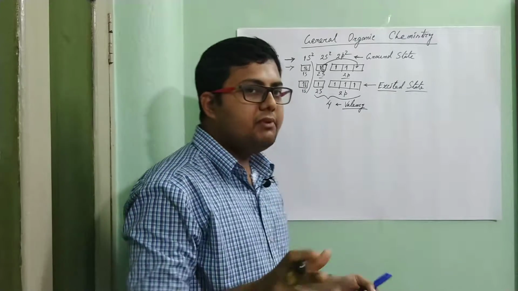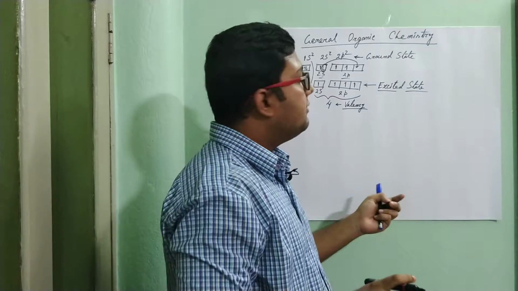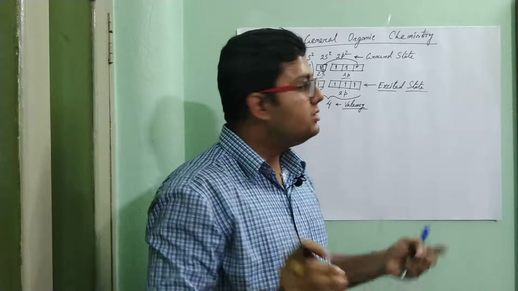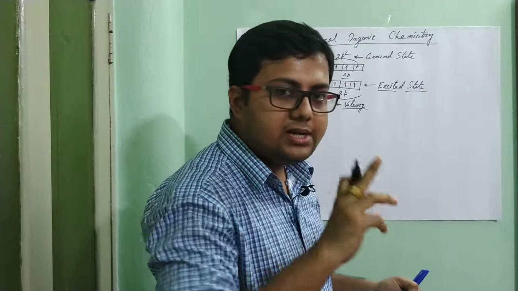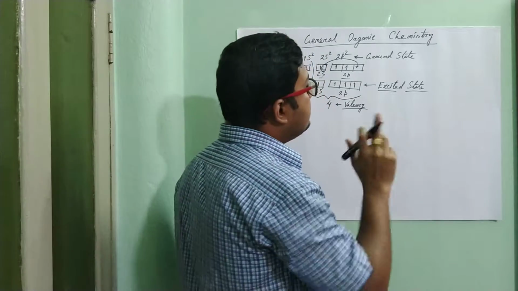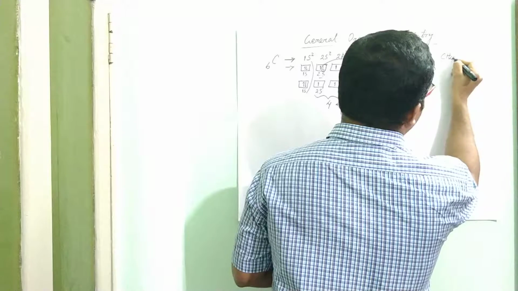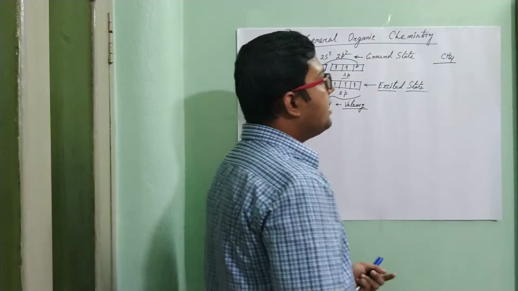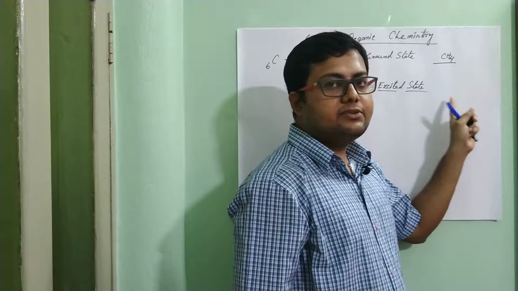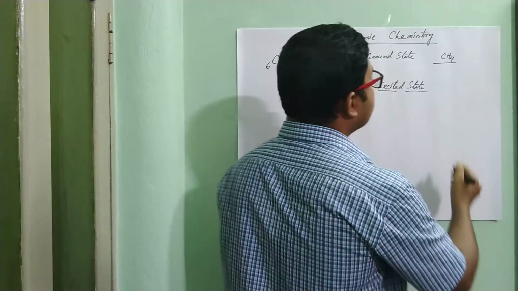If I discuss the very basic compound of carbon that contains only one carbon atom, that is methane. Suppose this is our methane, CH4. Now if you try to understand its structure, you could see what is going on here.